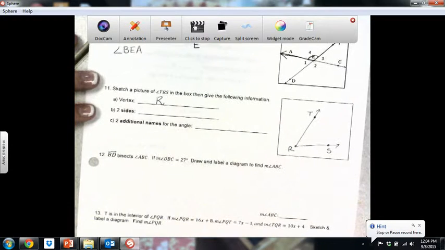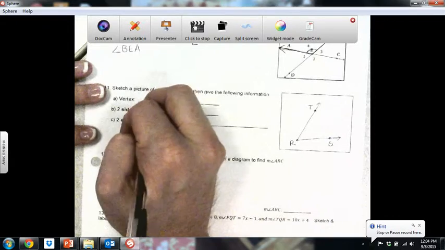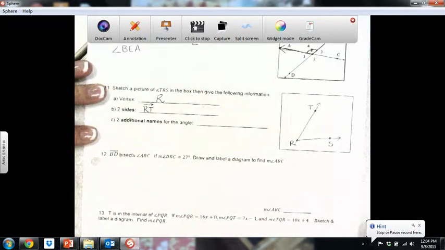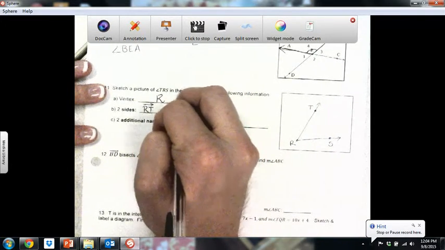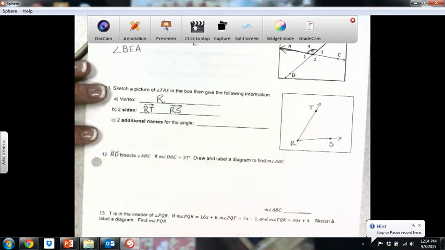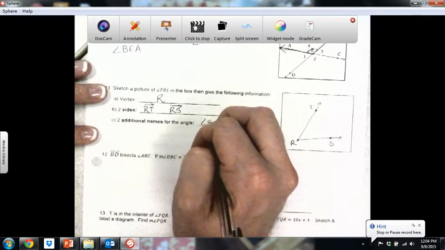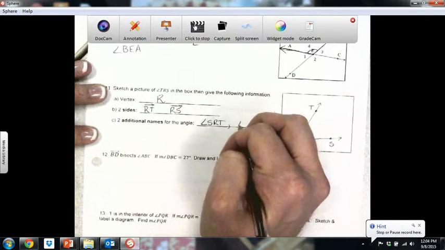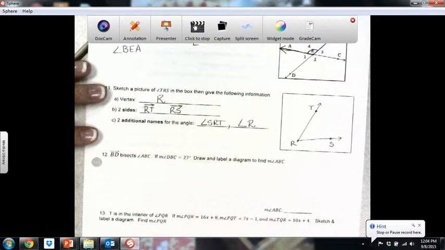When we name the sides of that angle, we name them based off of the ray. So we start with the vertex, R, and go out to the side. So ray RT, with the little ray symbol over the top. And the other side is ray RS. So 2 additional names for this angle might include the reverse order. Angle SRT would work. The reverse is what we started with. And here, because there is nothing else that could go by the same name, we could potentially call this angle R.